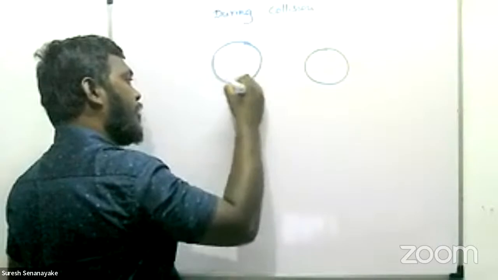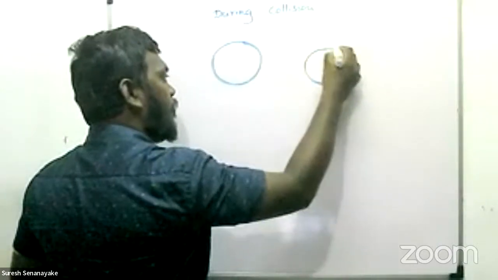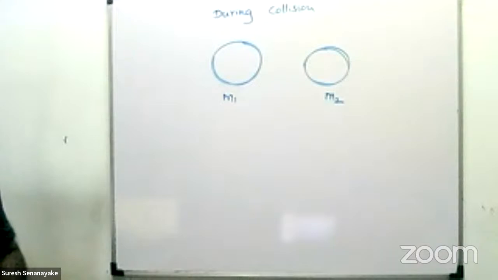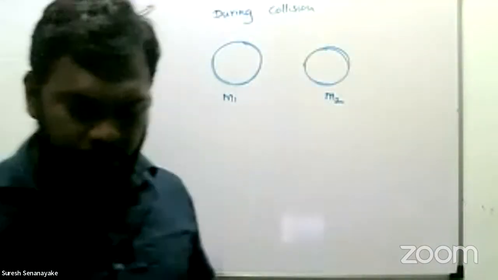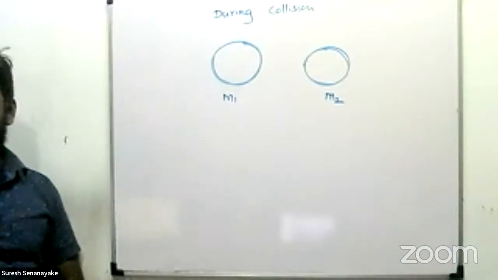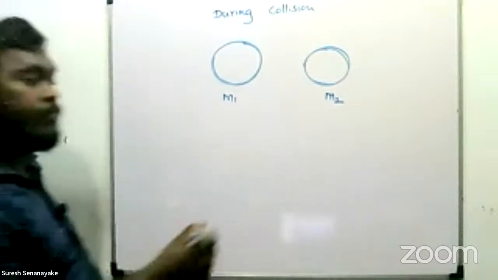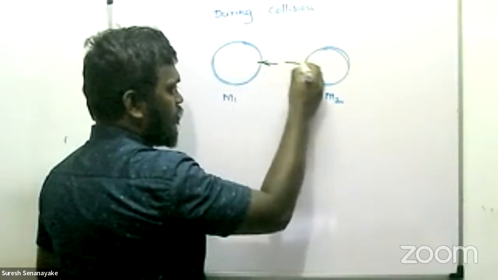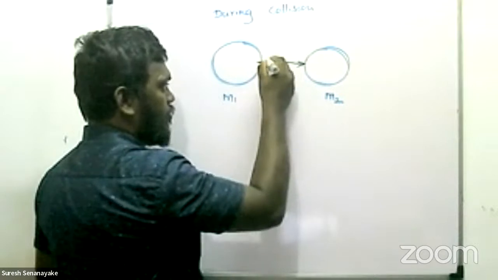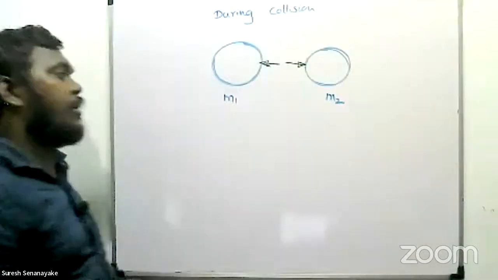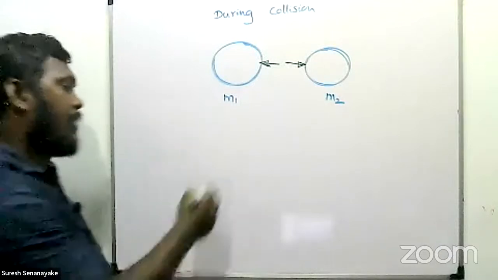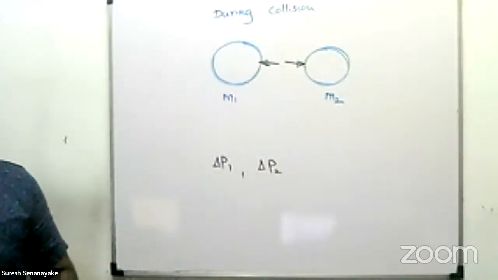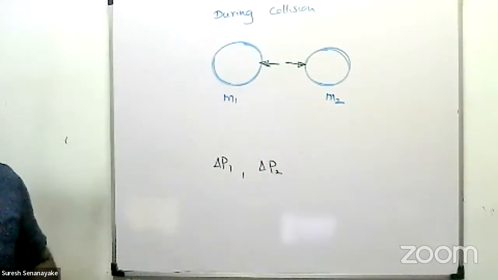Collision bodies add on each other. Let the change in momentum of the bodies be delta P1 and delta P2. Then you can draw this diagram.